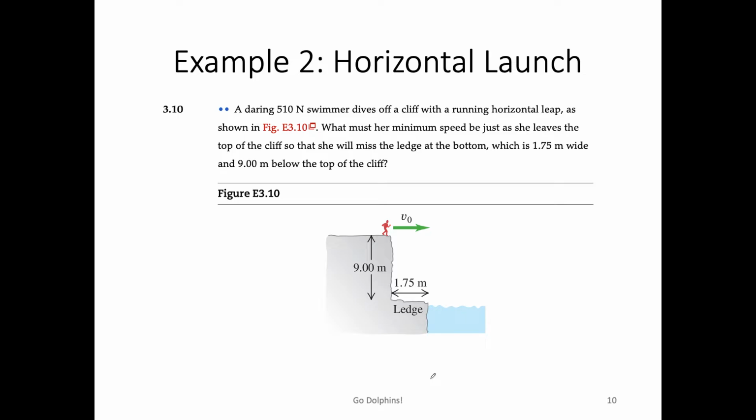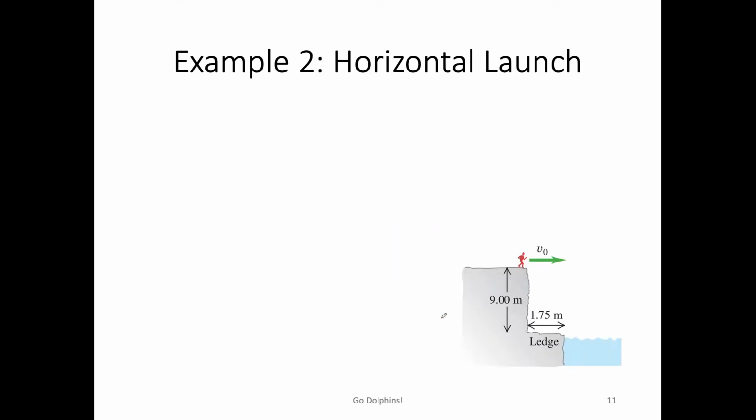You have a swimmer diving off a cliff, and there is a ledge which is 1.75 meters wide. It asks what's the minimum velocity the diver has to have so that he jumps into the water instead of getting to the ledge. In the x direction, it's doing constant velocity motion, because acceleration in the x direction is 0.